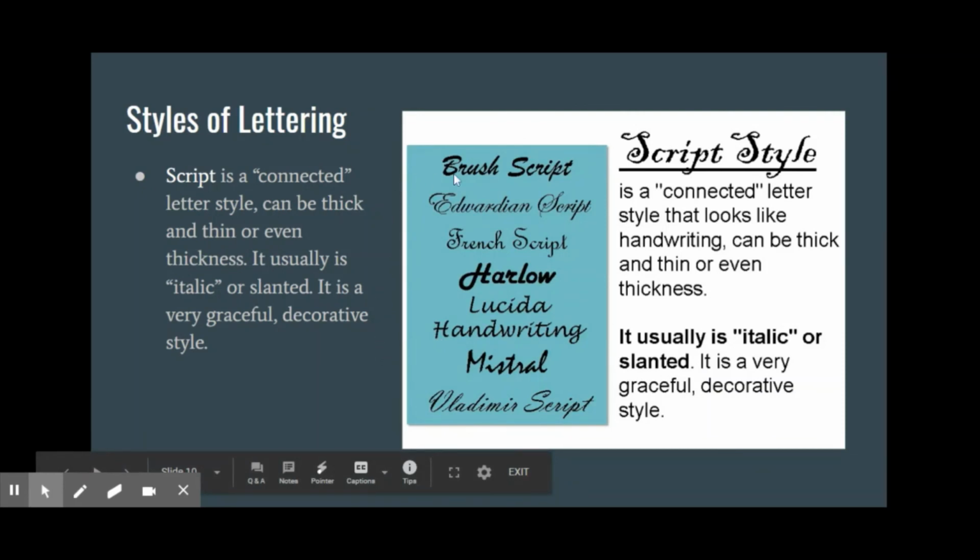So things like Brush Script or Edwardian Script, French Script, Harlow, Lucida Handwriting, or Lucida Calligraphy. Some of those are ones that I like to use myself. Mistral and Vladimir Script are some examples of script styles that you may have seen.